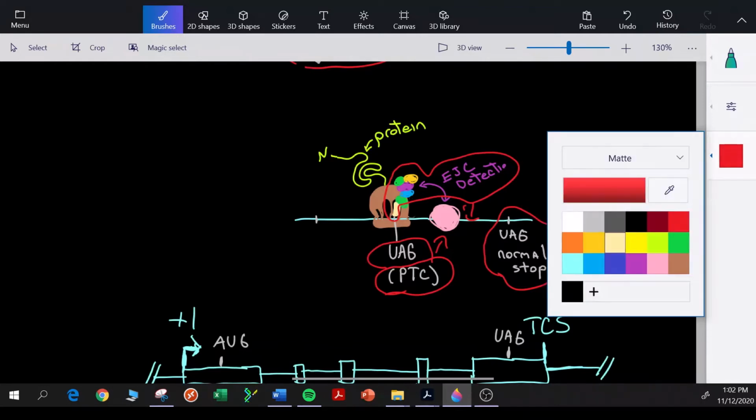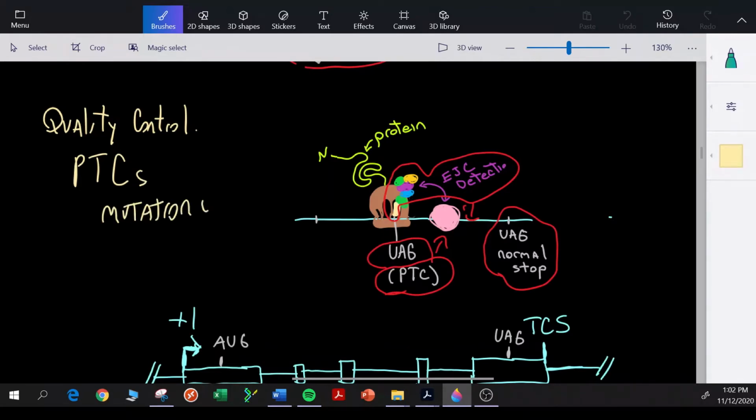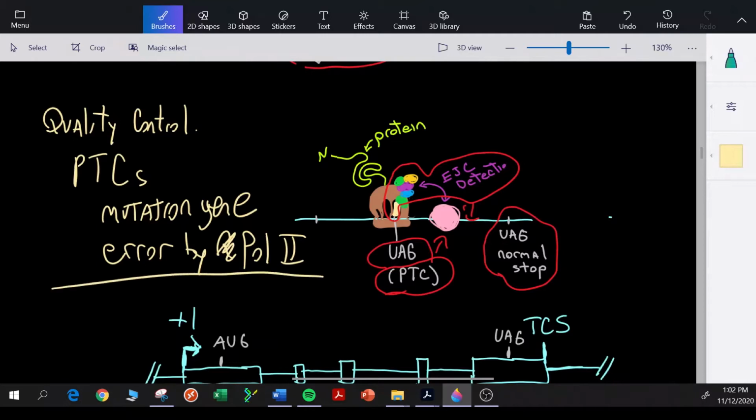And this is widely recognized as a quality control mechanism. It's thought that PTCs, premature termination codons, usually result if there's a mutation in the gene or an error by Pol II during transcription. The thought is that the cell wants to get rid of those messenger RNAs that have a mutation, that have a PTC, because a truncated protein could cause a lot of problems.